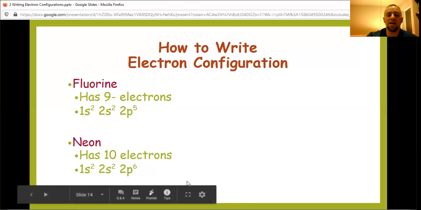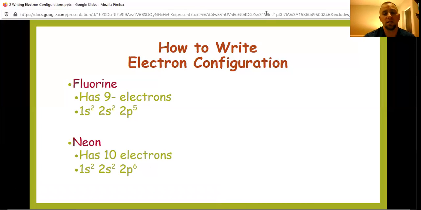Okay, I hope that this is helpful for you all to determine the electron configurations for these elements as we move forward. Our next lesson will be as we go further down the periodic table and look at some of the other sublevels, the D and F sublevels, and how to write out the electron configurations with those.